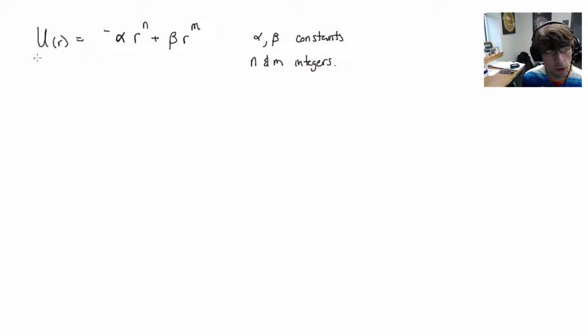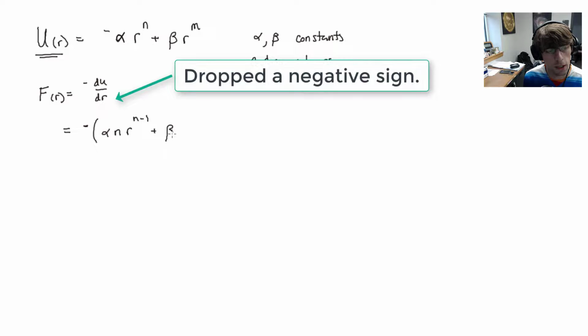Now, if we want to know the force associated with this potential energy, we'd have to take a derivative, which is equal to negative dU/dr. So let's go ahead and do that. A derivative of this would give us a negative, parenthesis, alpha n r to the n minus 1 plus beta m r to the m minus 1.